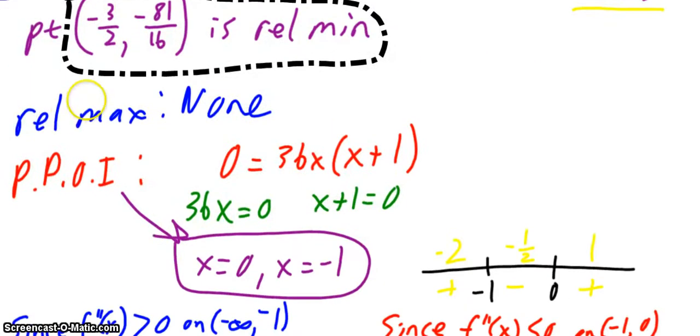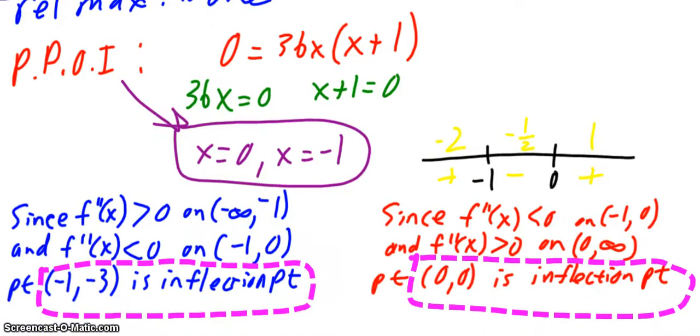All right, so here is my relative minimum. My relative maximum is none. Find possible points of inflection, so I set the second derivative equal to 0. I factored out 36x. I set both factors equal to 0, and I get x equals 0 and x equals negative 1 as my possible inflection points.